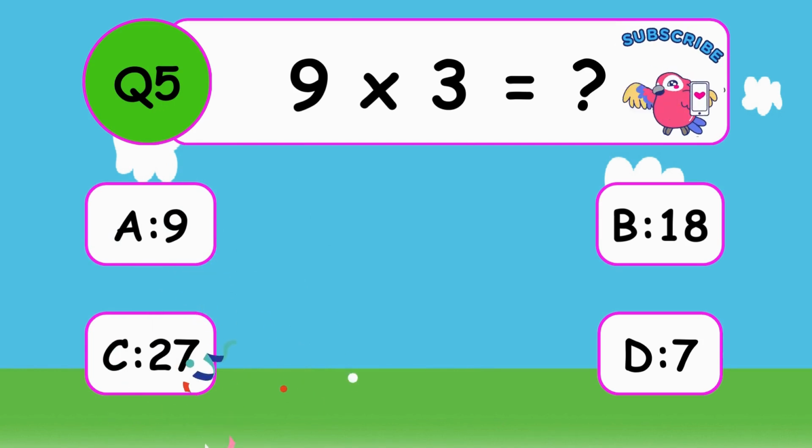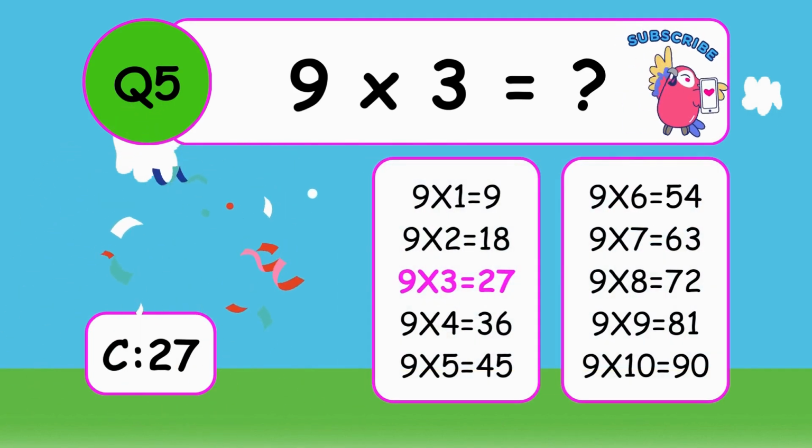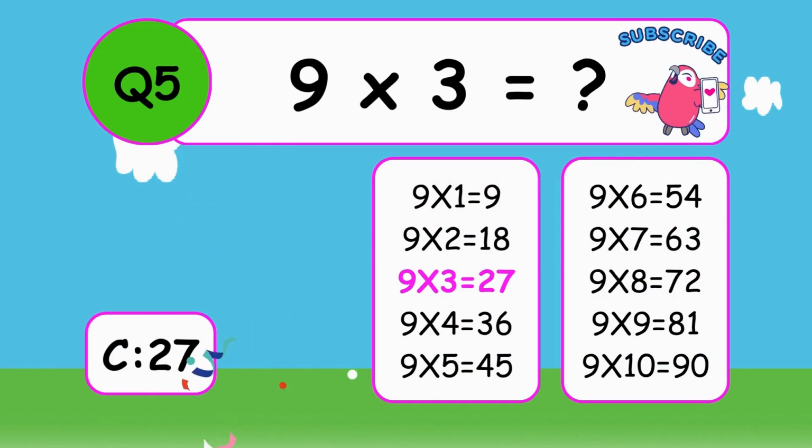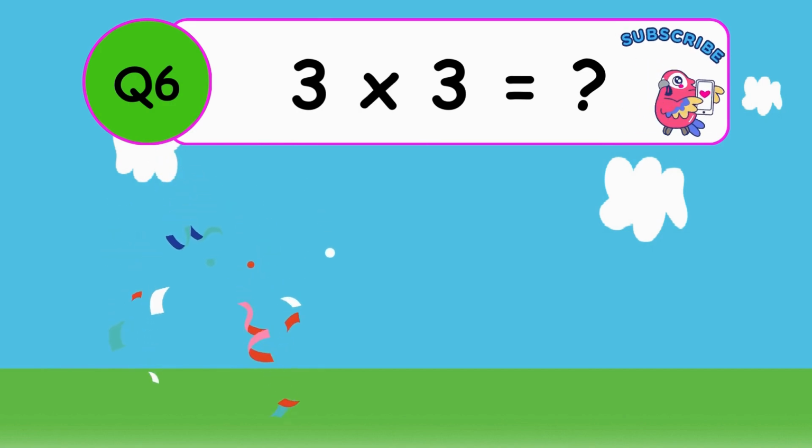The correct answer is C, 27. 9 times 3 is equal to 27. What is 3 times 3?